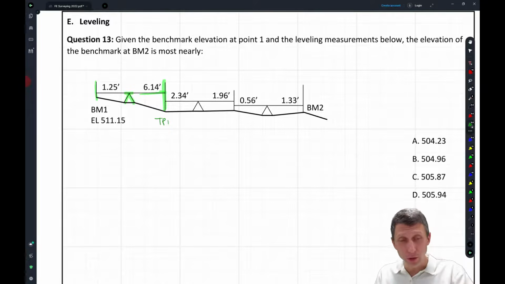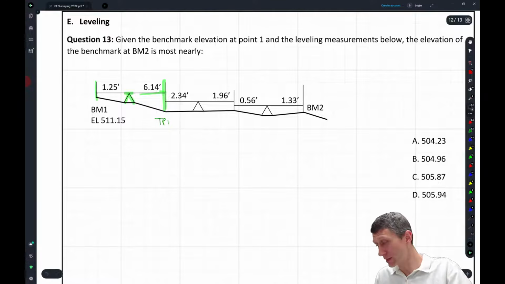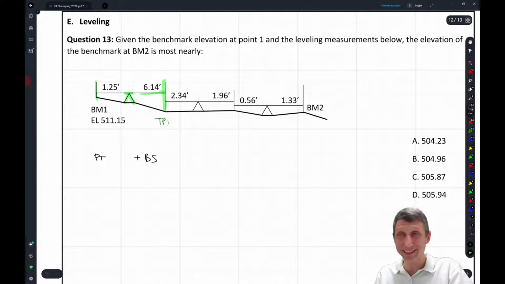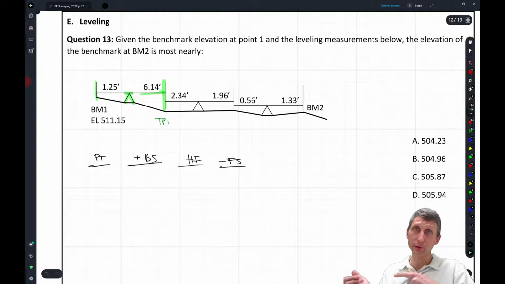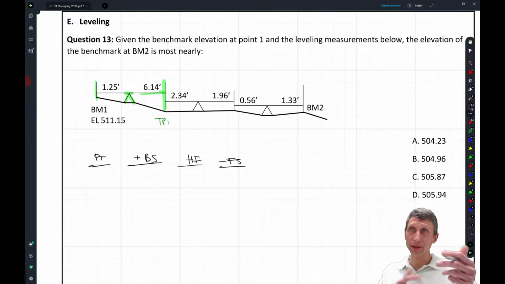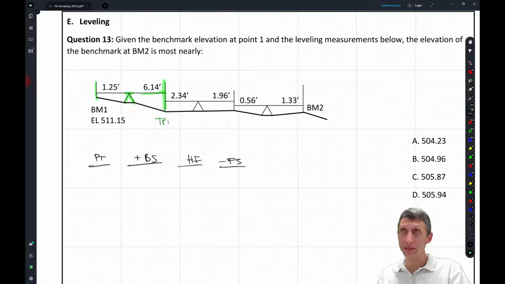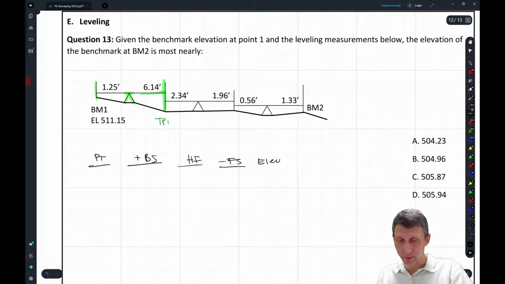If you don't remember the surveying notes, I'm going to write them down here. Basically you have your point, your backsight, and anytime I'm writing backsight, I like to write the plus in there. When I was teaching surveying, that's the way I would do it. You have the height of the instrument and the foresight. The backsight's looking backwards, the foresight's looking forward. The height of the instrument is the level of the instrument that you have to figure out. And then we're going to come up with our elevation. So these are the different points.